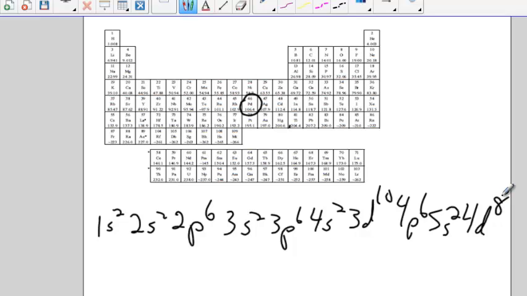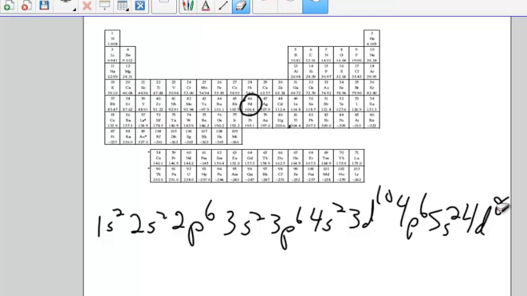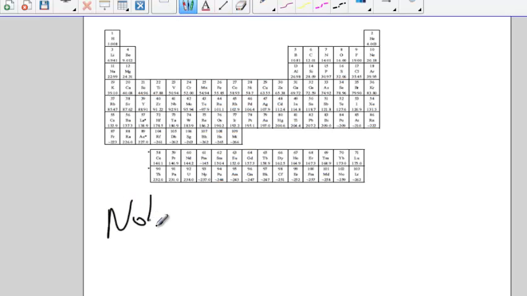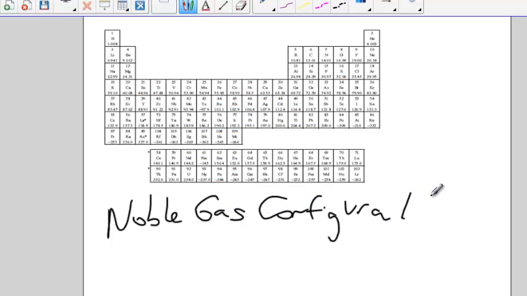46. Now, knowing this, we can actually do an even easier version of electron configuration. This is called the noble gas configuration. Remember, the noble gases are these guys right here.